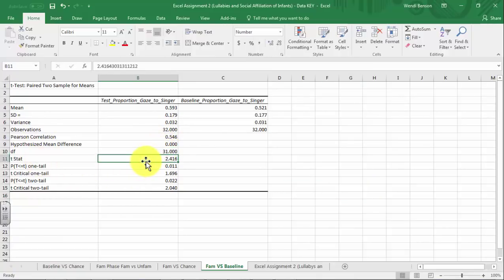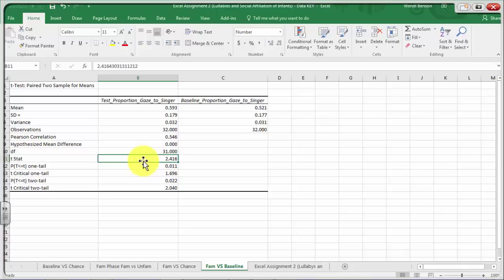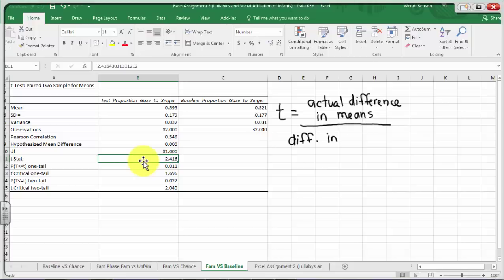Our T statistic, our T observed in step 3, is 2.416. And now let's talk about what that means a little bit, because that's pretty important in this case. So I'm going to write it out for you. So remember, when we look at the T statistic, you're comparing how much bigger is the actual difference you observed in means to the difference in means expected due to random chance.